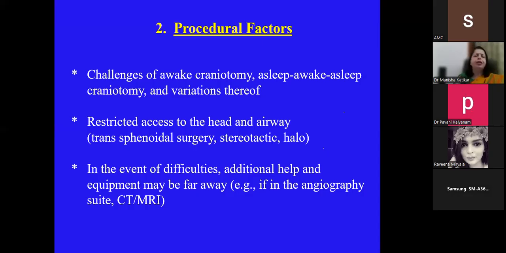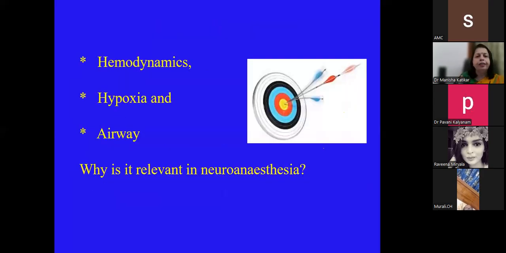We are so much away from the head and airway, and usually the stereotactic surgeries are done under sedation and local scalp blocks. So here also these procedural factors can make the intubation difficult, and therefore we have to be prepared for difficult intubation in every neurosurgical case. We may be called to give anesthesia in CT scan, MRI, and angiography suite, and there also we might face difficulties, and we need to assess every patient the way we assess other patients for airway assessment.